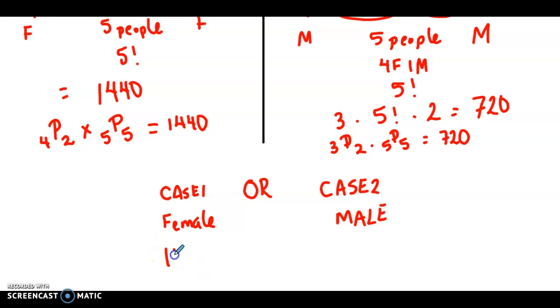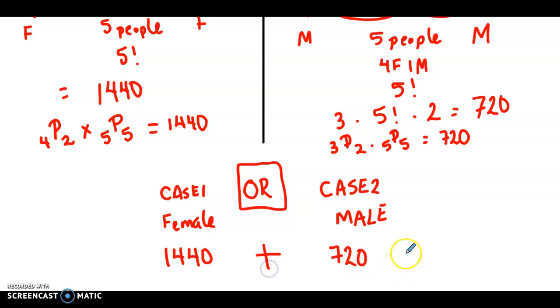There are 1,440 ways to find the number of ways to sit those people where there is a female at the end of each row. There's 720 for the case where we have a male at each end. Because we have or, we are going to add those cases together, and that gives us a total of 2,160 ways to either have a female at each end of the row or a male at each end of the row.